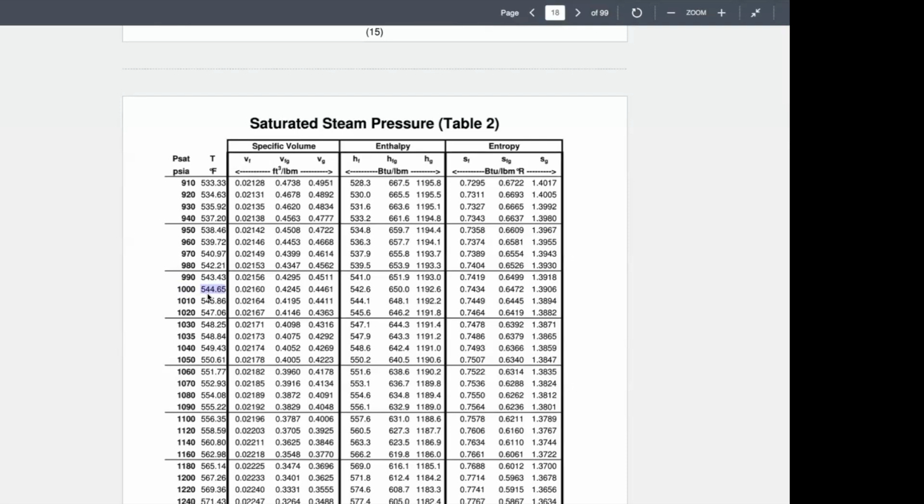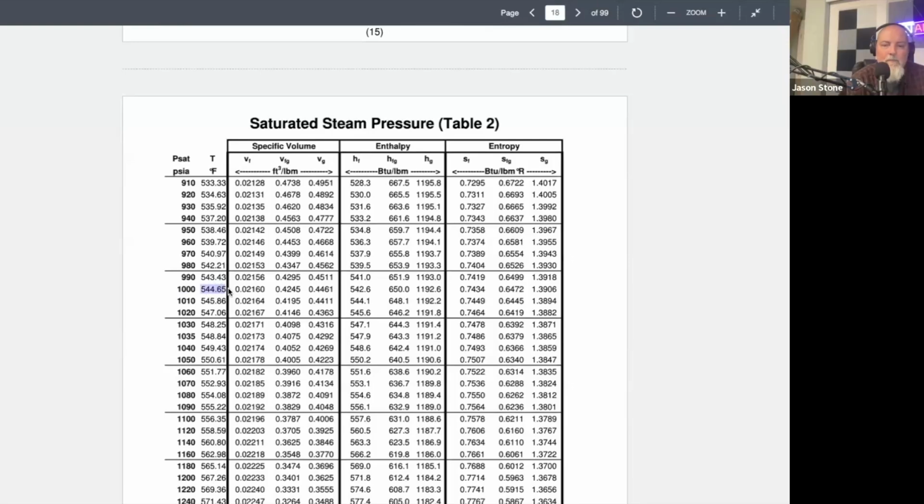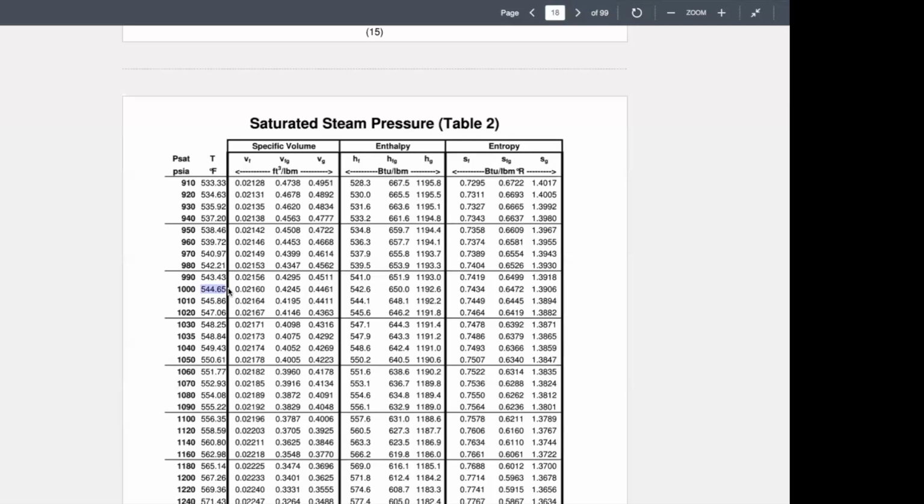544.65 minus 420 degrees Fahrenheit. What minus 160? Oh, so 544, right? 544.65 minus 420, right? That's correct. Okay, 124.65. That's it. Super easy.